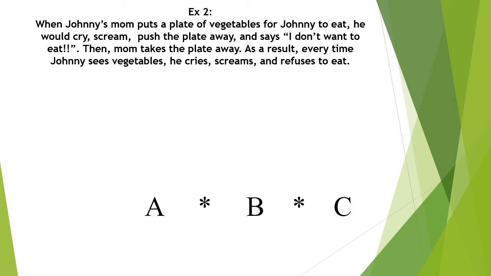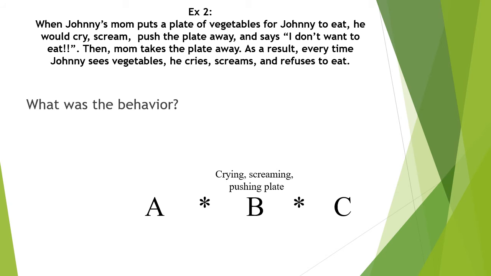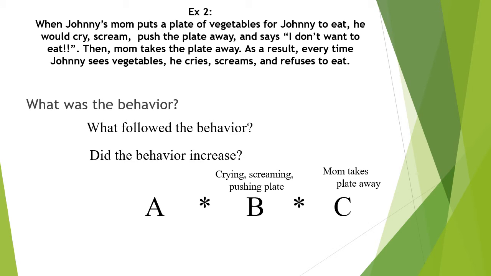So we're going to look at Johnny's behavior here. What was the behavior? Crying, screaming, pushing the plate away. What followed the behavior? Mom takes the plate away. Did the behavior increase? Yes, because now every time he sees vegetables, he does that. Is this reinforcement? Well, let's see. It came after the behavior. Mom taking the plate away came after the behavior of crying and screaming, and it is increasing. So yes, it is reinforcement, and it is negative reinforcement, right? He's not gaining anything, but the thing he doesn't like is being taken away.